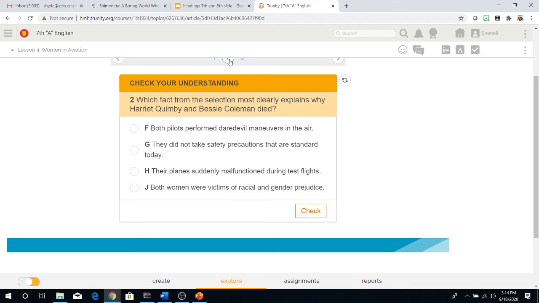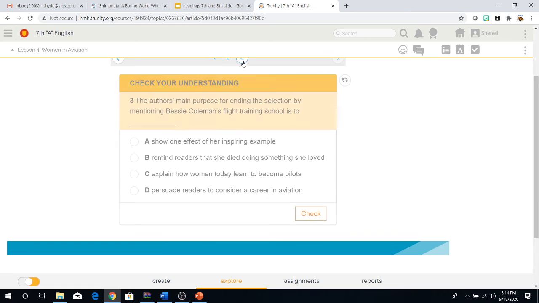2. Which fact from the selection most clearly explains why Harriet Quimby and Bessie Coleman died? F. Both pilots performed daredevil maneuvers in the air. G. They did not take safety precautions that are standard today. H. Their plane suddenly malfunctioned during test flights. J. Both women were victims of racial and gender prejudice. Make your choice and check to see if you got it correct.